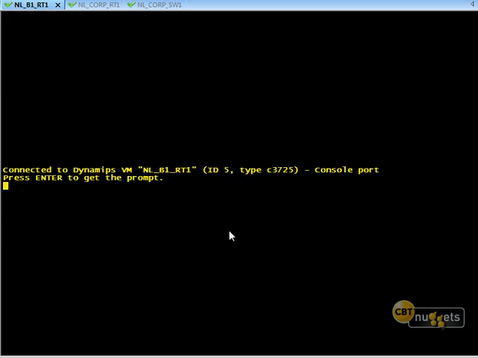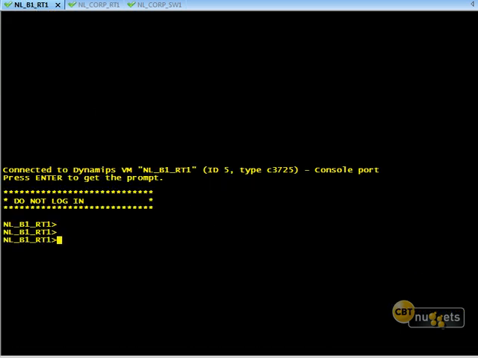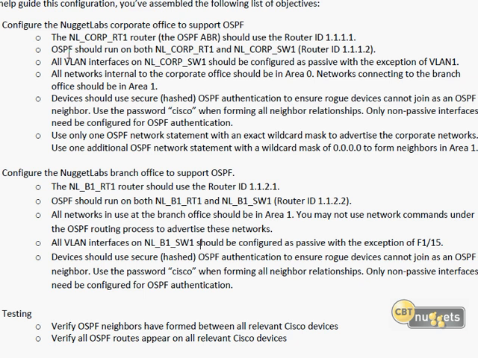I'm going to go over to the branch one, and it said this guy. Let's just hit the high points. Router ID right here. OSPF should run on both of them. The switch should have this router ID. You can see that's different from the router IDs up here. All networks should be in area 1, but look at this. You may not use network commands under the OSPF routing process to advertise these networks.